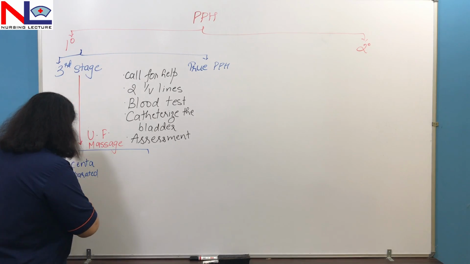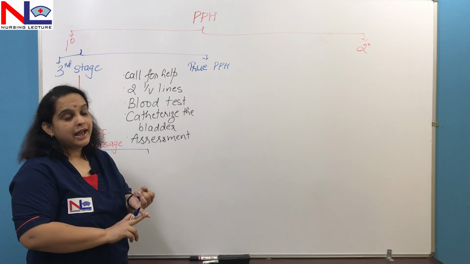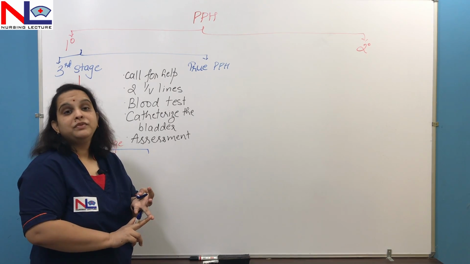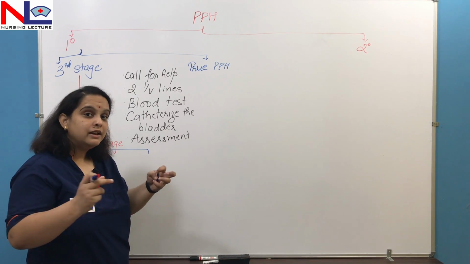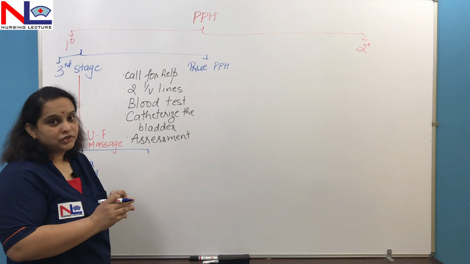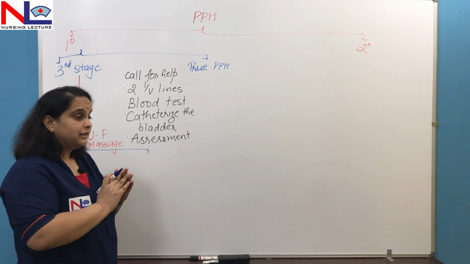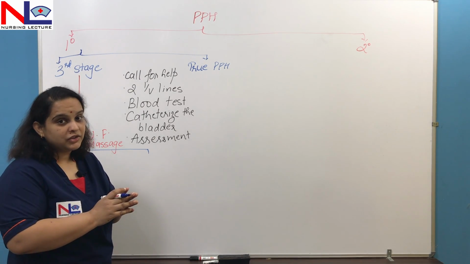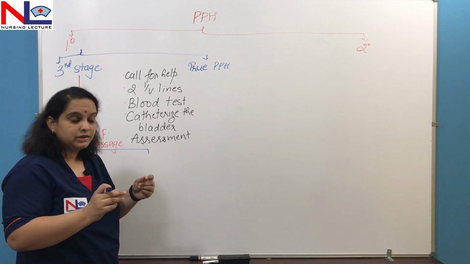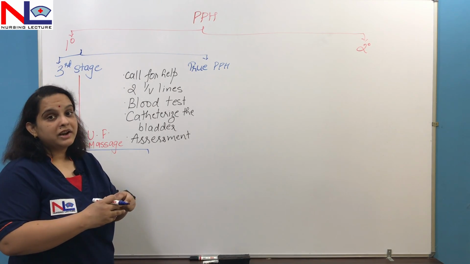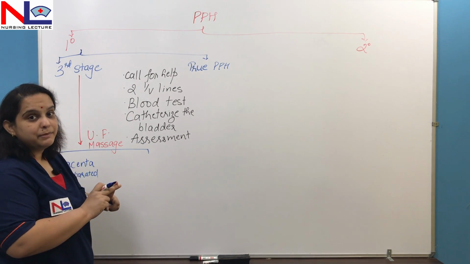So what we can do here is firstly start an IV infusion of oxytocin, and we can give methergin as well, because all these uterotonics help in continuous effective uterine contraction. But we must be very careful that if we are administering methergin, the woman should not have any hypertensive disorder or any heart disease, because it can cause tetanic uterine contraction and vasospasm. So we must avoid methergin in hypertensive women.